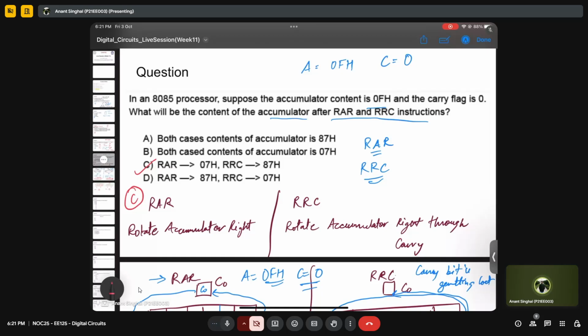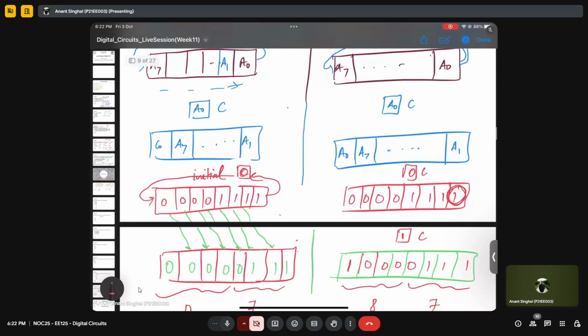Is it clear to everyone? Okay, I'm hoping it is clear. So let's move ahead then.